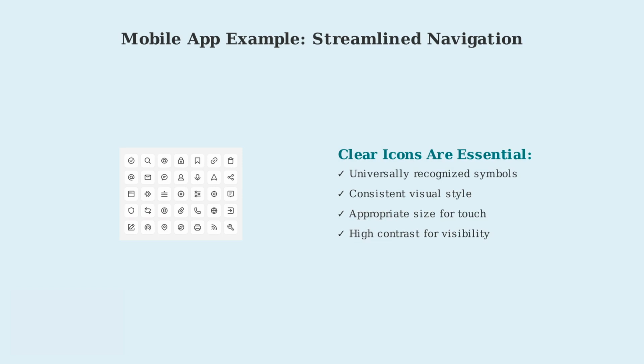Clear, recognizable icons are fundamental to streamlined navigation. These minimalist icons use universal symbols that users instantly understand. They maintain consistent visual style, appropriate sizing for touch interaction, and high contrast for excellent visibility across different lighting conditions.